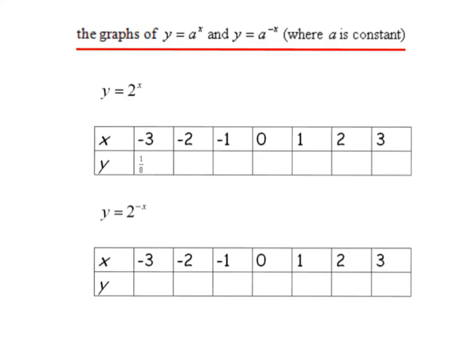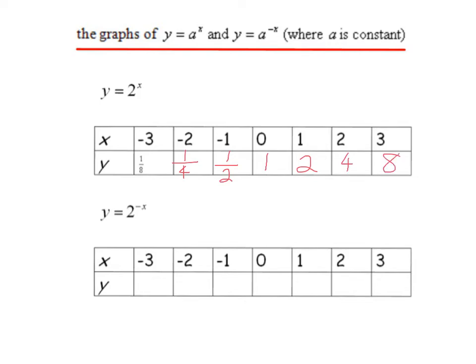Now let's have a look at some graphs of exponential functions. So this is simply doing a table of values. This one's already done for you. 2 to the power of negative 3 means 1 on 2 cubed, and 2 cubed is 8, so that's where this comes from. 2 to the power of negative 2 is 1 on 2 squared, which is 1 on 4. 2 to the power of negative 1 is 1 on 2 to the 1. 2 to the power of 0 is 1. 2 to the power of 1 is 2. 2 squared is 4. 2 cubed is 8.